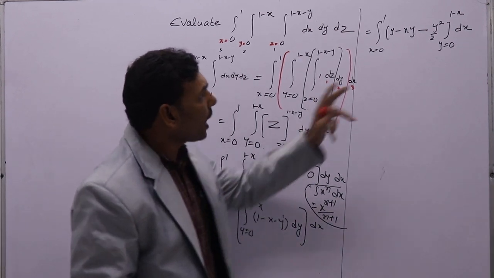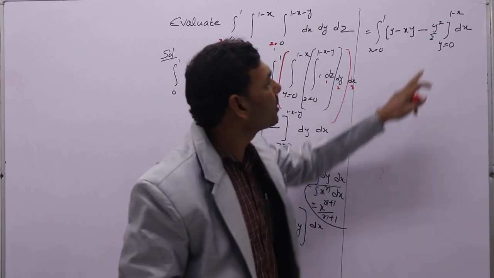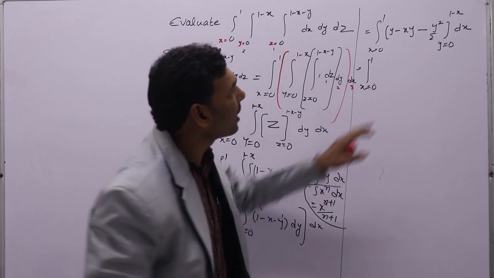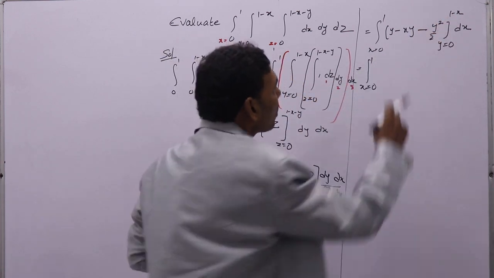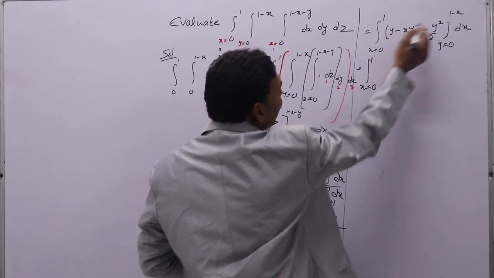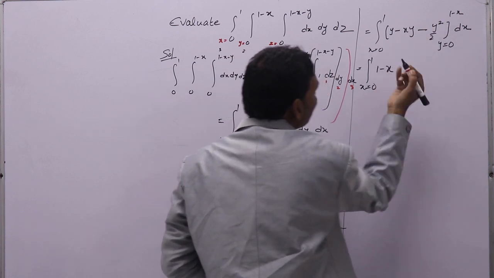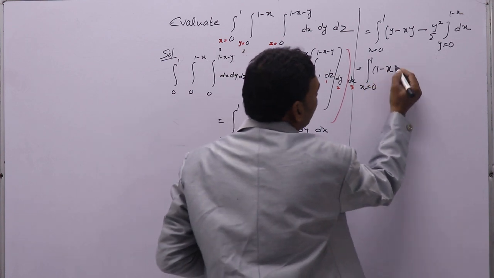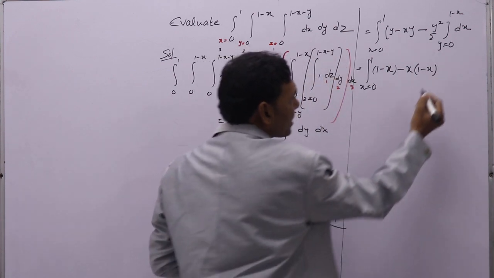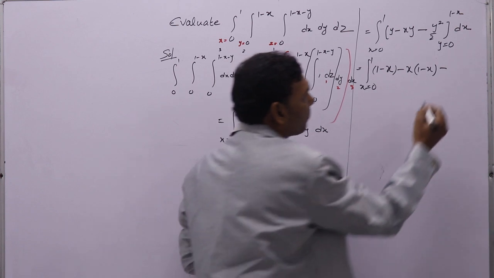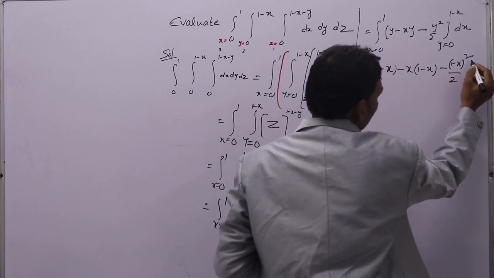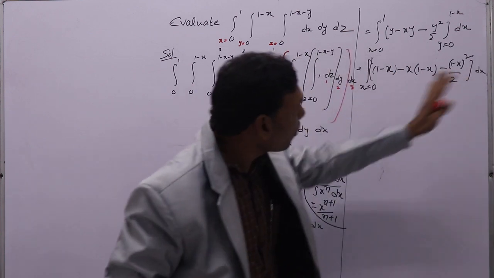Now you need to write in the place of y the upper limit and in the place of y the lower limit. First, I am writing the upper limit. What is the upper limit? This is called the upper limit, this is called the lower limit. So write in the place of y, 1 minus x, because we did with respect to y now. Minus x into 1 minus x, minus, write in the place of y, 1 minus x, 1 minus x whole square by 2, whole dx. This is the upper limit. Minus the lower limit I need to write.